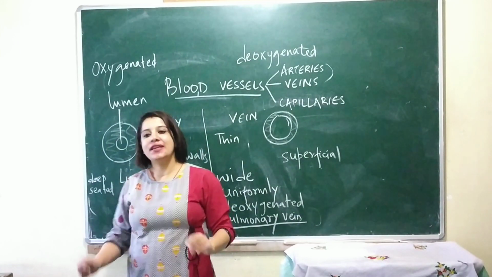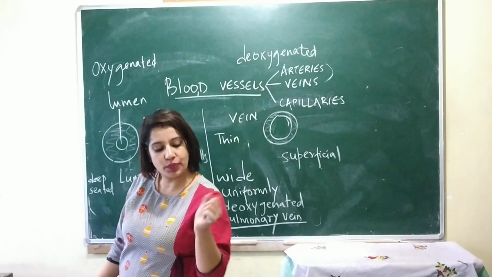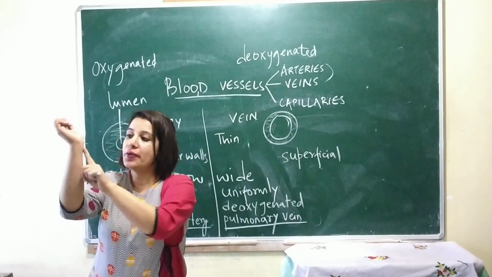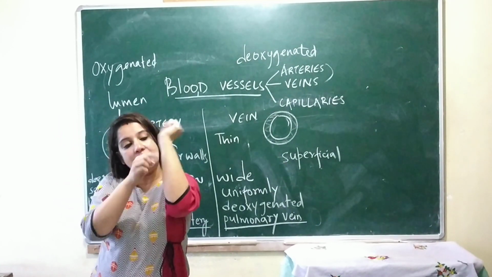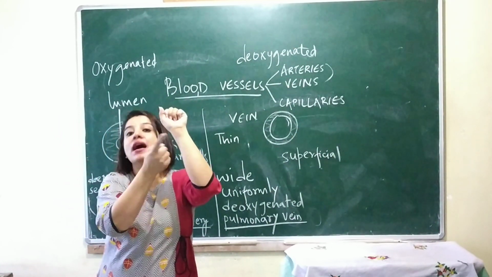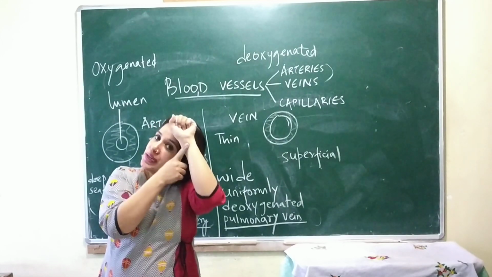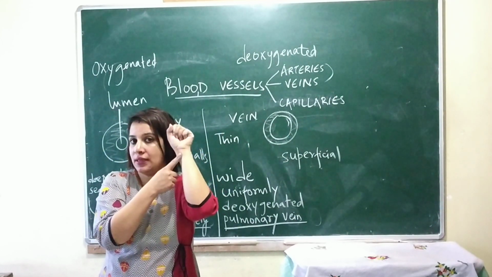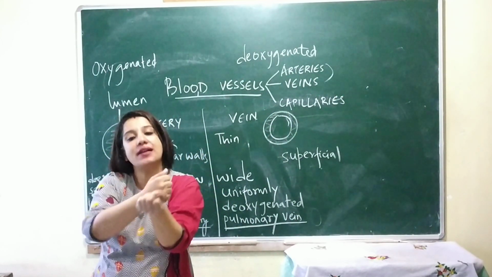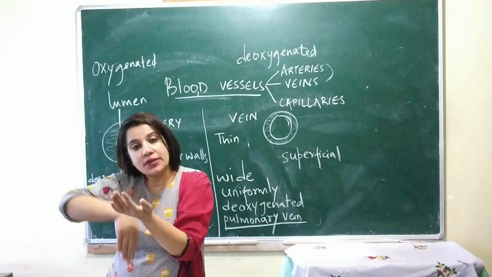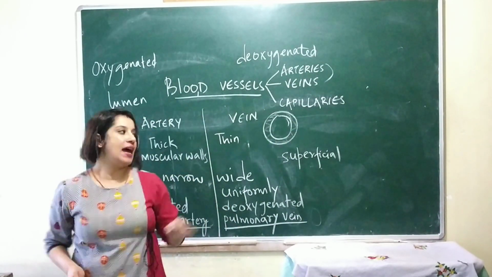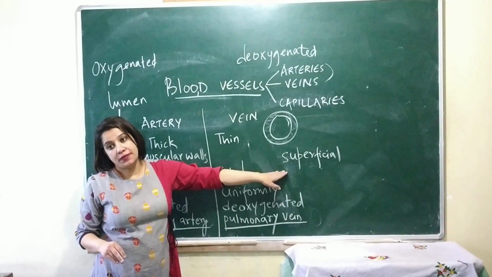Only one artery can be seen. That means only one artery is superficial. Here if you see in your wrist, the bluish thing that you see here, this is an artery. So this is the only artery which is superficial, which can be seen right under our skin. All arteries are deep-seated and veins are superficial.